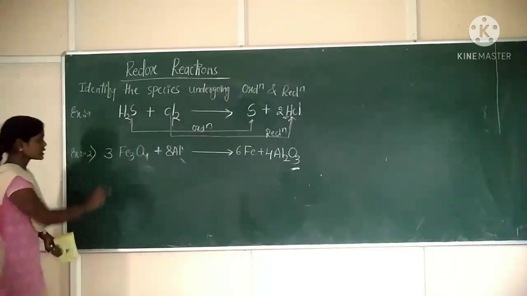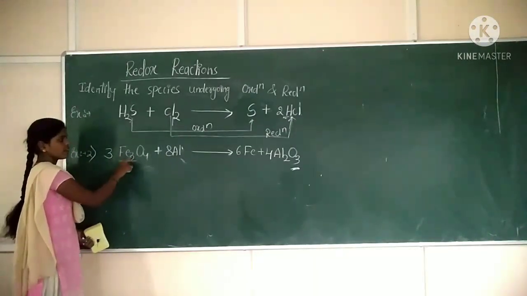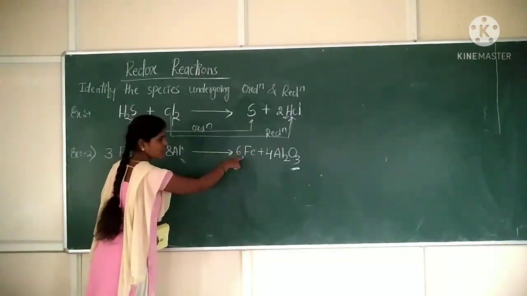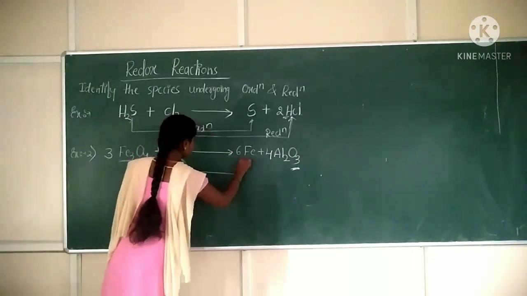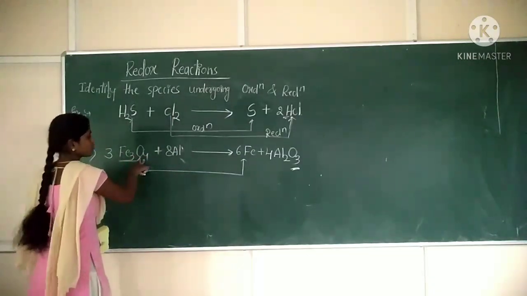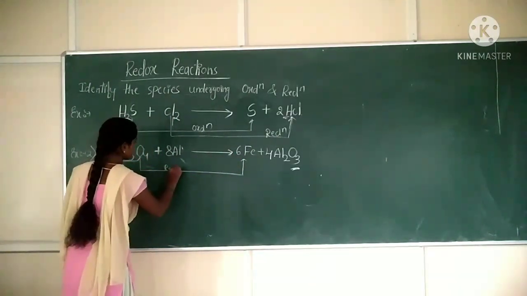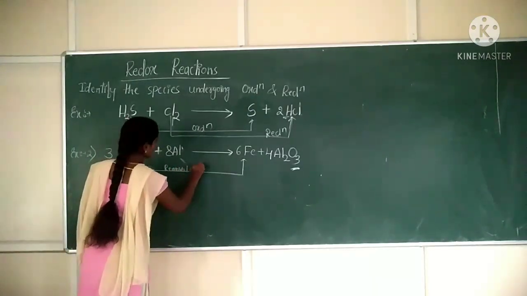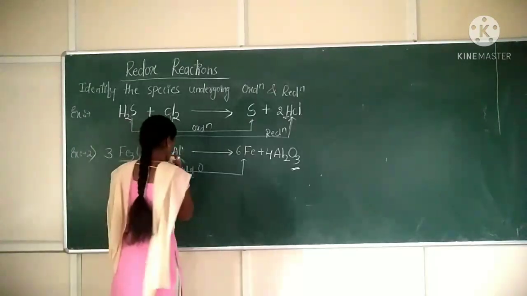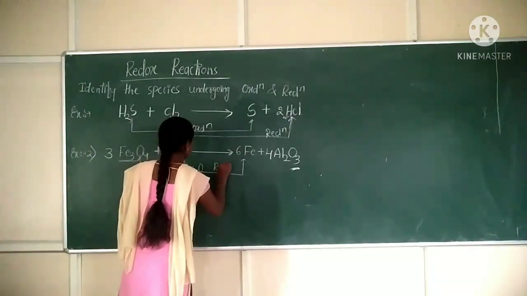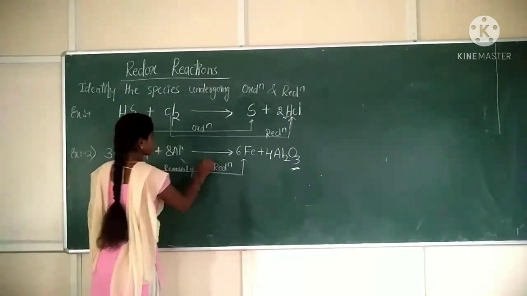Now Fe3O4: this substance has oxygen. When it is converted into iron, there is no oxygen with the iron. So what is happening here? Fe3O4 gets converted into Fe. It means removal of oxygen. Removal of oxygen can be called reduction.